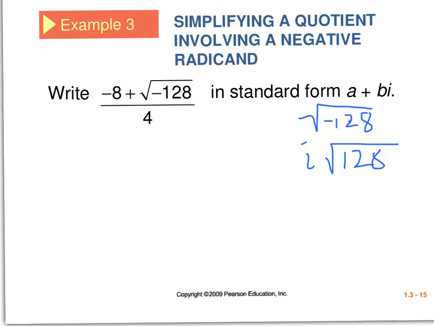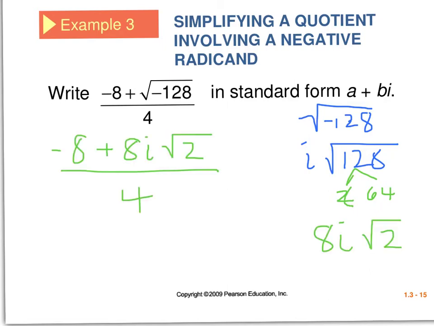Alright, so the first thing I did was just take out the i to take care of the negative part. Now I'm going to factor 128. Now rather than factor it all the way out, I know that 64 is a perfect square, so I can take the square root of that. So this will become 8i root 2. So I've just rewritten that over here to the right hand side.